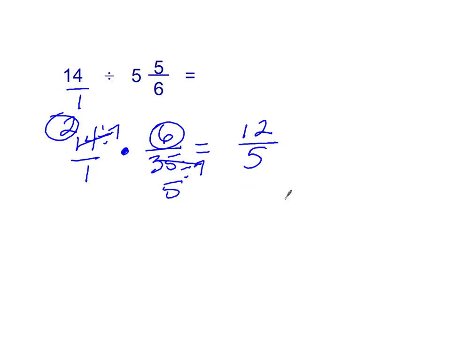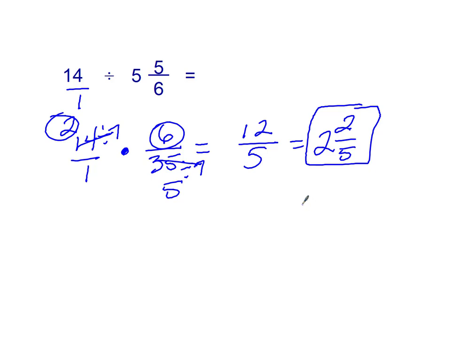And now we simplify this. 5 goes into 12 2 times. Okay, 2 times 5 gives us 10. So when I pull the 10 out of the 12, I've got 2 left over, and 5 is still on the bottom. So 2 and 2/5 is my final answer.